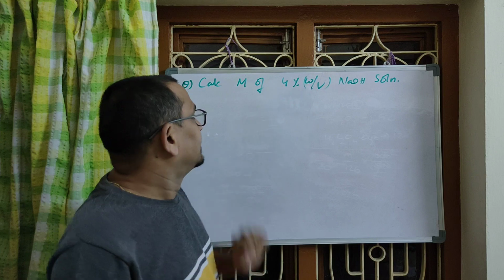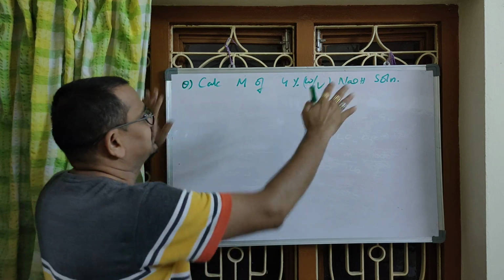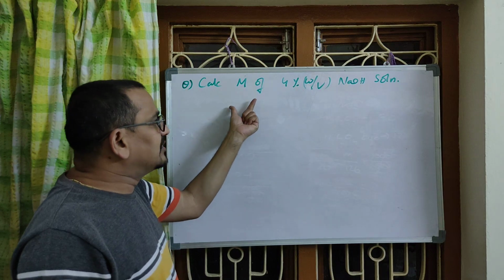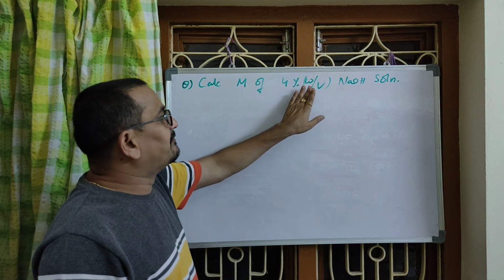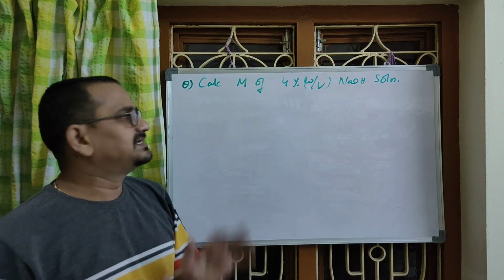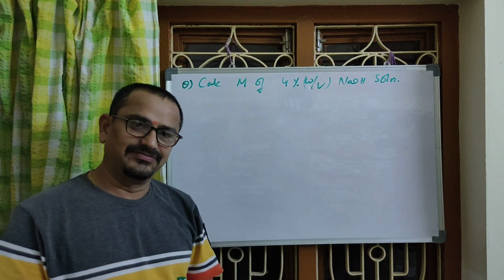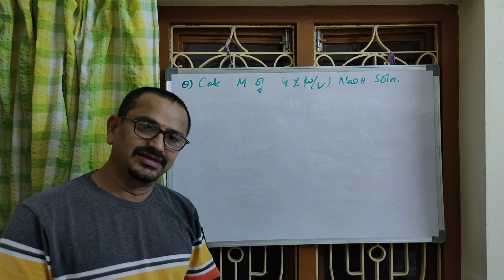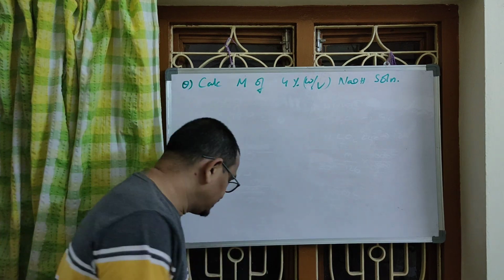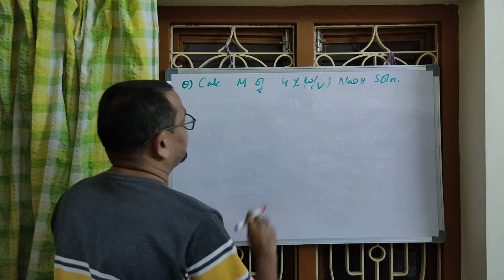Got the difference? Now, suppose a question is given like this: calculate the molarity of 4% by volume or 4% mass by volume of NaOH solution. Simply, they will give a question this way. Then how do we calculate? We have to expand the term. See, this is one of the presentation methods actually.